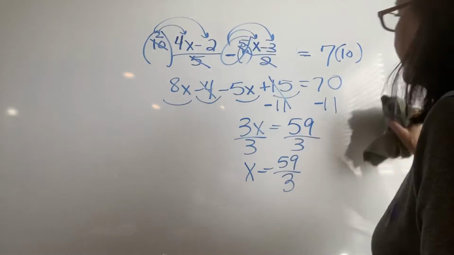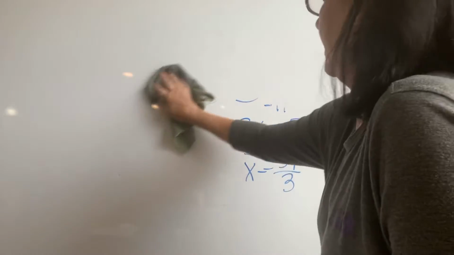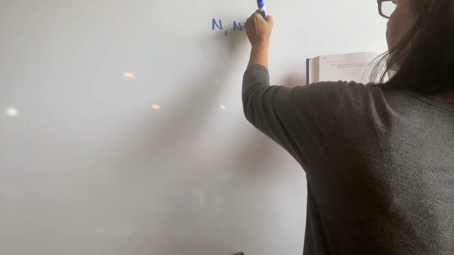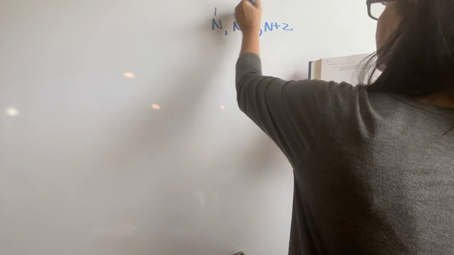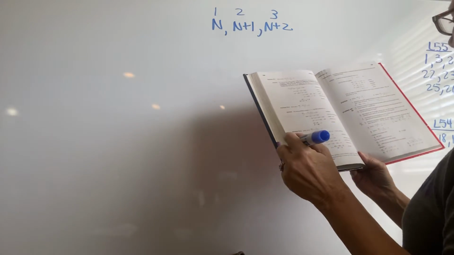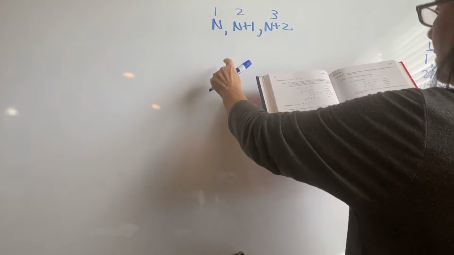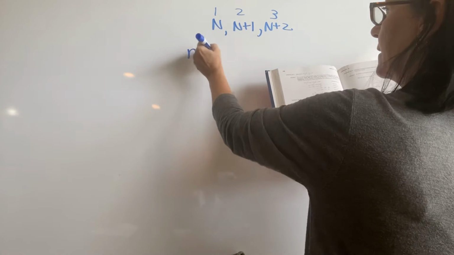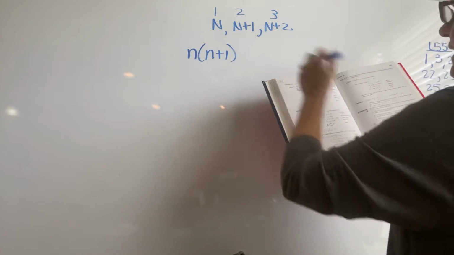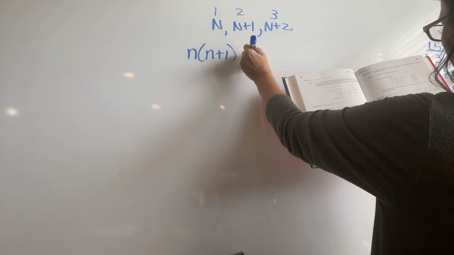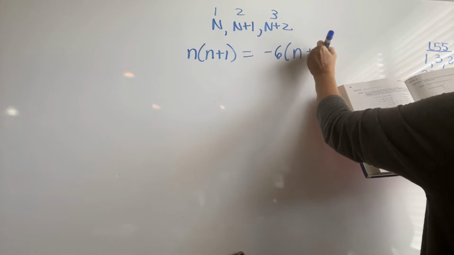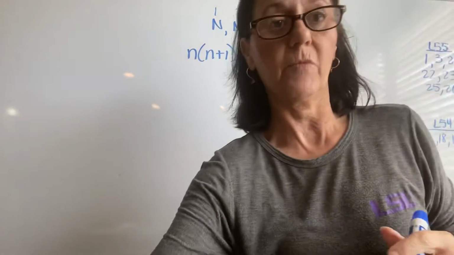Find 3 consecutive integers. All right, 3 consecutive integers. What are they? They're n, n plus 1, n plus 2. That's the first one, the second one, and the third one. Such that the product, and product means multiply, of the first and the second, so n times n plus 1, is equal to the product of negative 6 and the third. That's the third. Product is multiply.